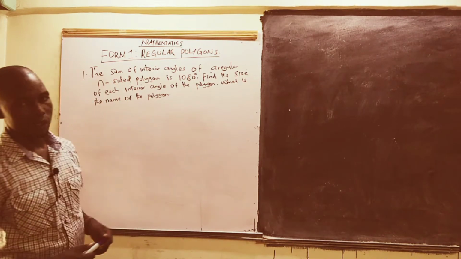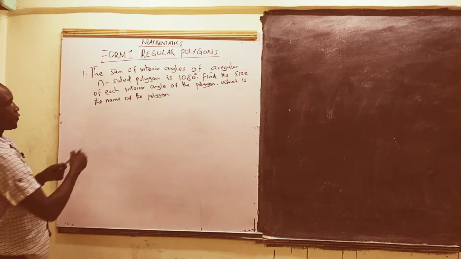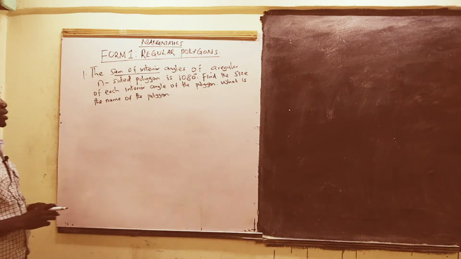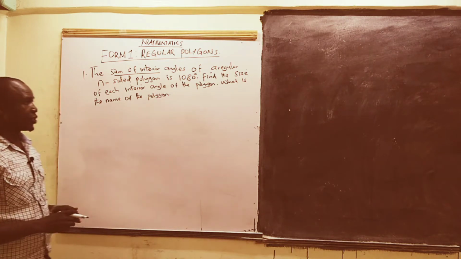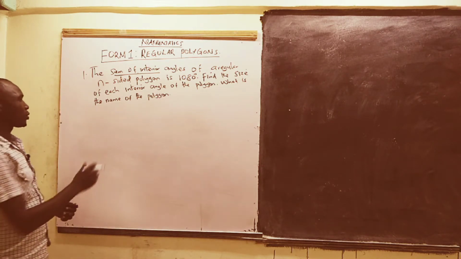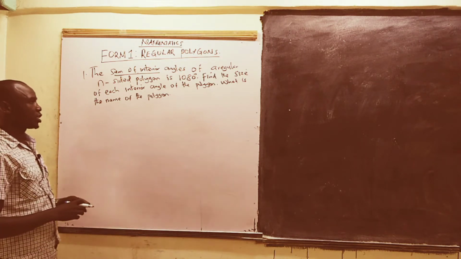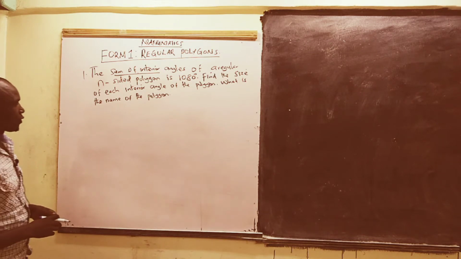This is our first question, and the question reads: the sum of interior angles of a regular n-sided polygon is 1080 degrees. Find the size of each interior angle of the polygon. What is the name of the polygon?